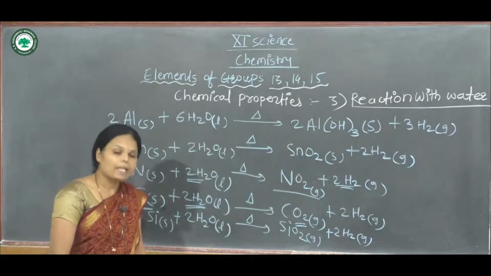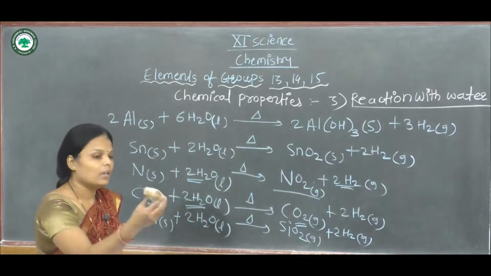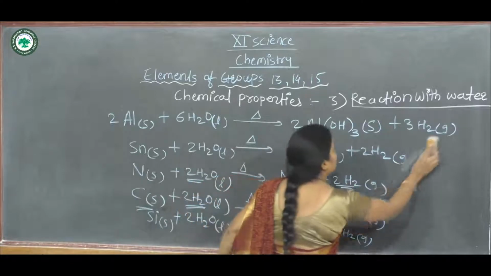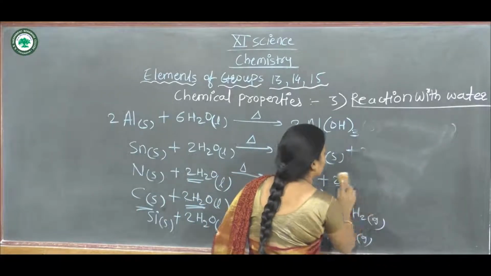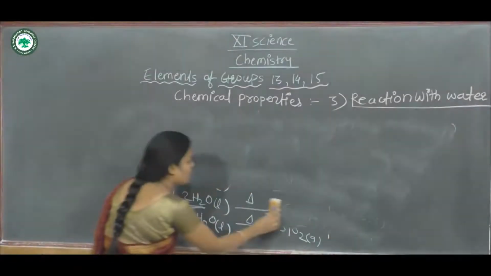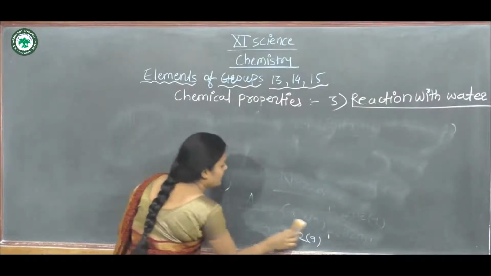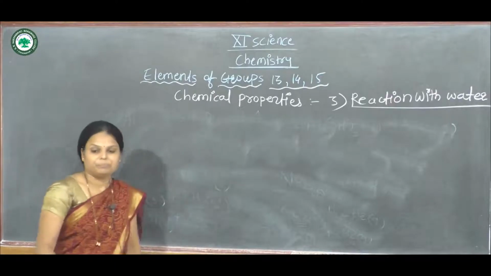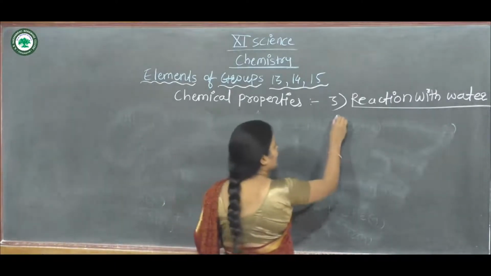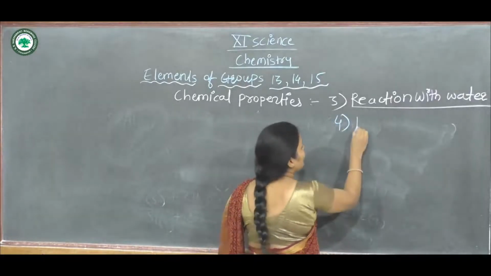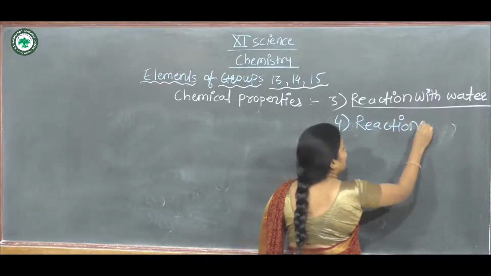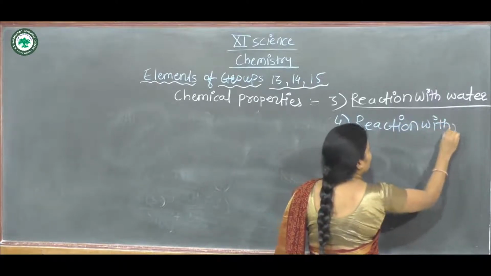Now the next property in these chemical properties. The fourth property is the reaction with halogen compounds. Now, the fourth of the chemical properties, I can write here: the reaction with halogens.